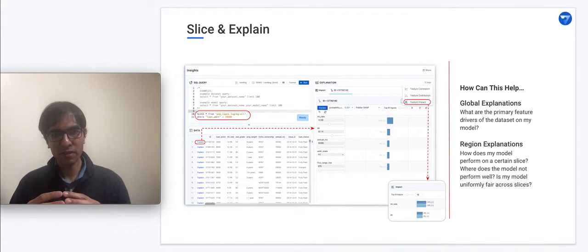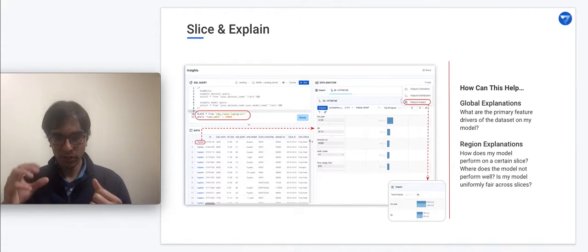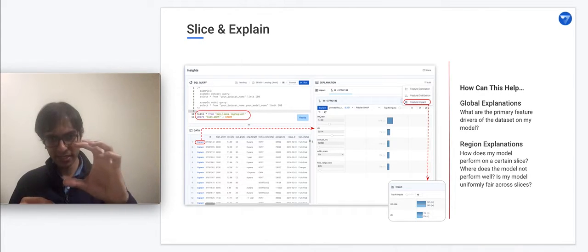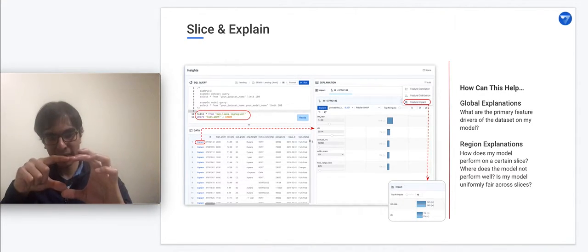A second feature offered by the platform is slice and explain. So this is a step towards global explanations of a model. What we are doing here is blending traditional SQL analysis of data sets with model attribution, with prediction attribution. So you can write SQL queries through this interface to capture slices of the data. Let's say you can say, show me the slice of all males or all applications from California. So what you get is a slice, which is a set of points, and now you can explain this slice.